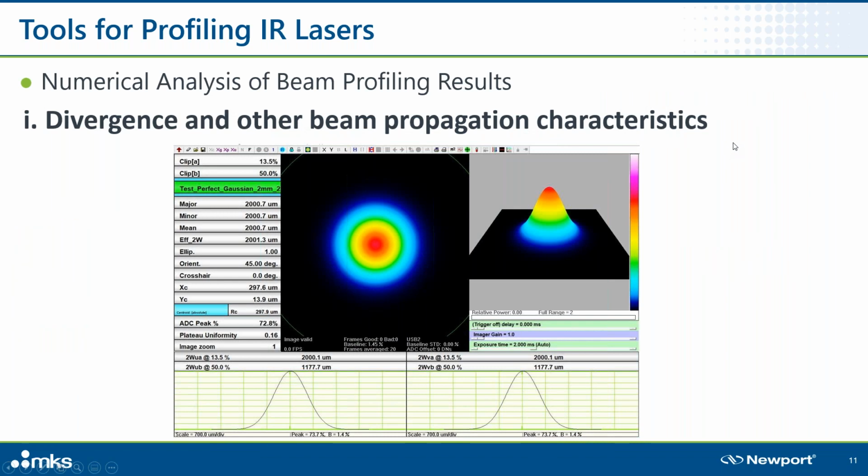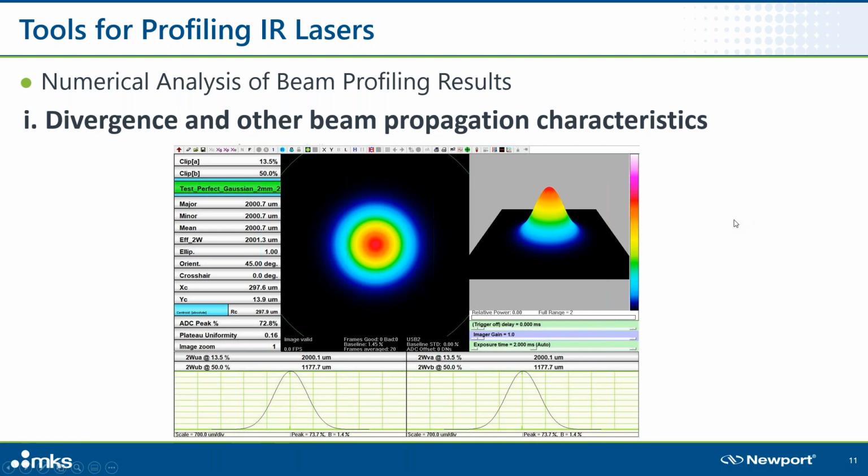Divergence and other beam propagation characteristics are easily measured with commercially available systems in many ways. To measure divergence, some techniques rely on a lens of known focal length, while other techniques require that you take two separate beam widths from a known distance from each other, past the waist or in the far field.